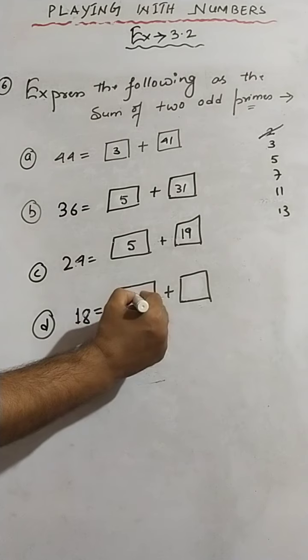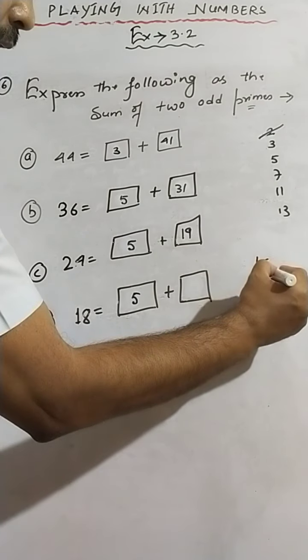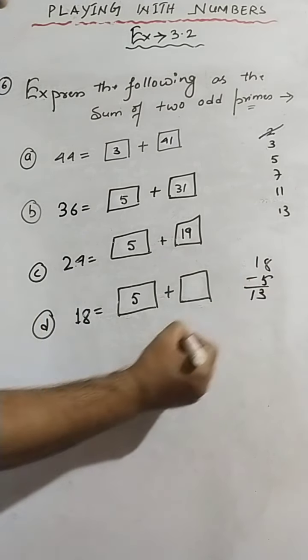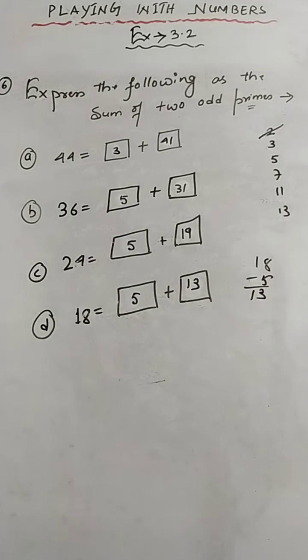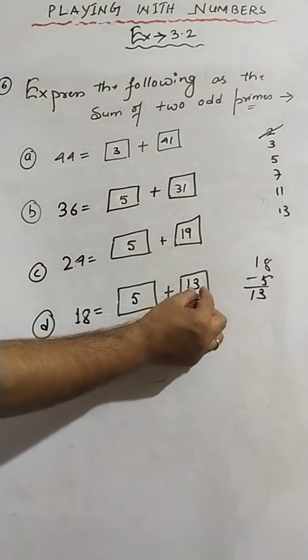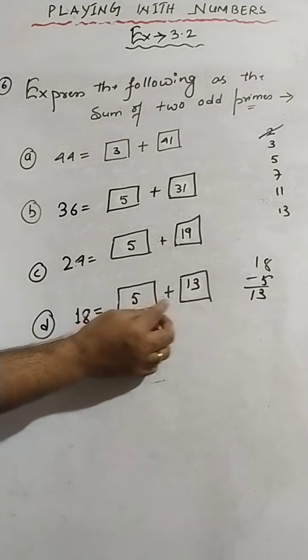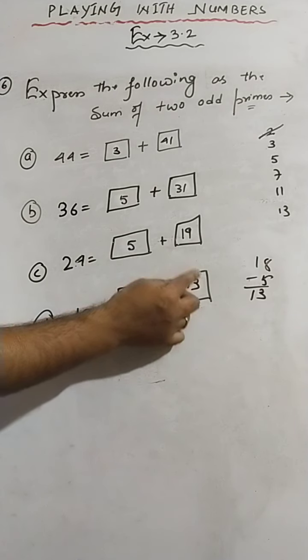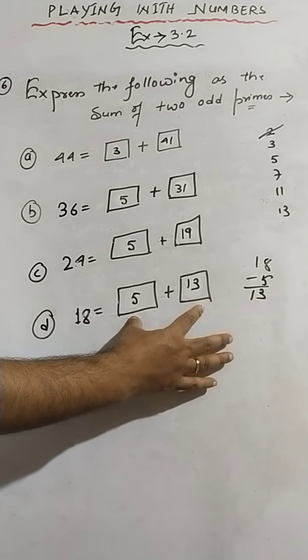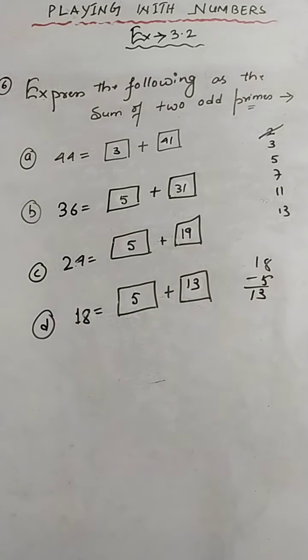So we'll write 5 here. Again, you subtract 18 minus 5. What is the answer? 13. Oh my God. Now what is happening? Yes, now we finally got the answer, that is 13 and 5. So 5 is a prime number and an odd number. 13 is also a prime number and an odd number. So the combination of the two will give us 18. So this is the final solution of question number 6.